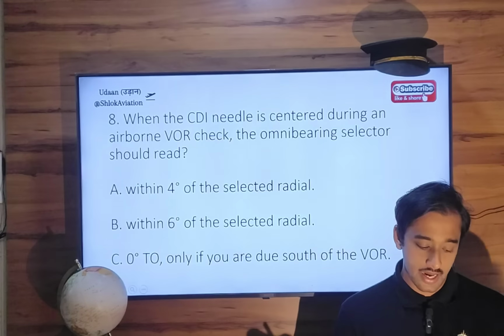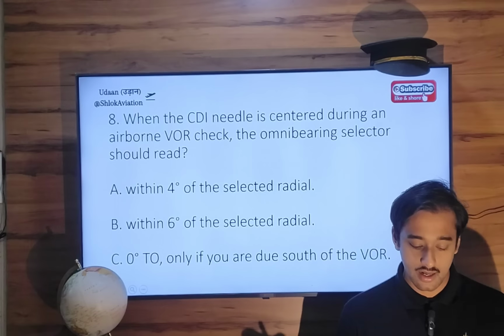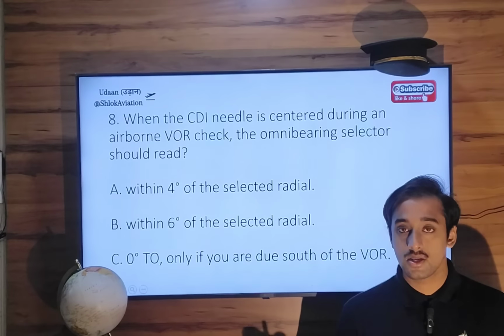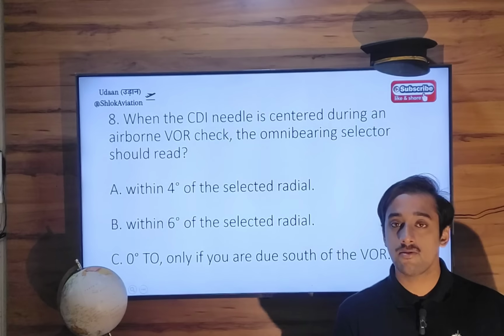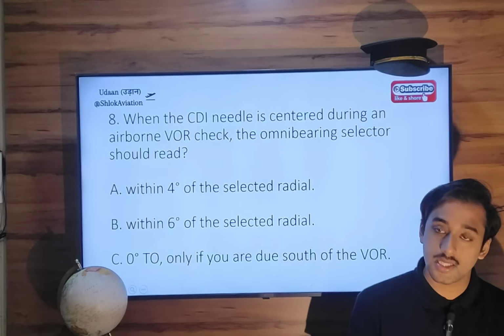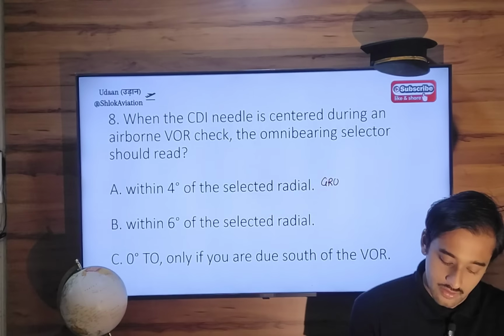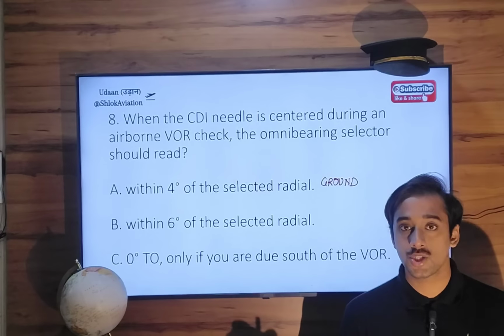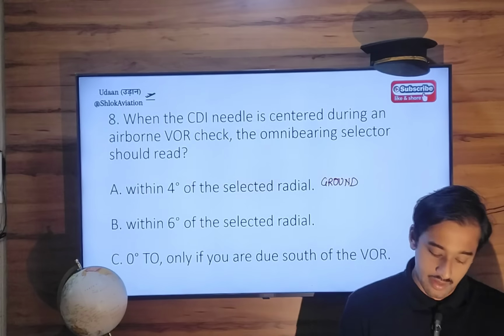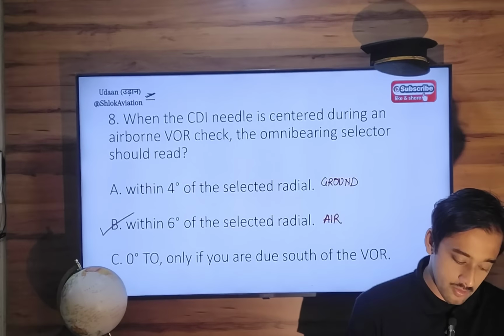Let's go to question 8. When the CDI needle is centered during an airborne VOR check, the OBS should read what? So there are two types of check. You can check your VOR on the ground. When you check the VOR on the ground, the accuracy limit should be plus minus 4 degrees. When you do a VOR check in air, the accuracy limit is 6 degrees. So the correct option will be Bravo, because this is an airborne VOR check.